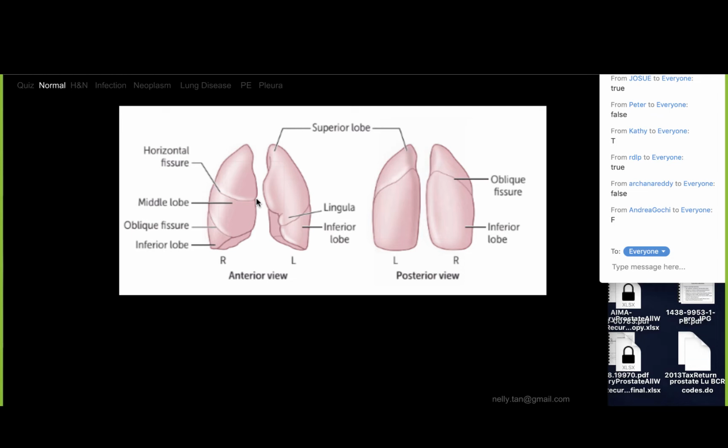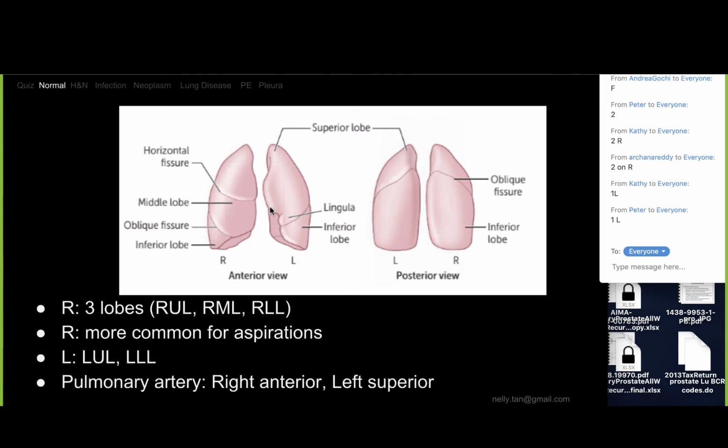So the right has how many fissures, and the left has how many? Good. So the right has the minor and major fissures, and the left has 1. That separates the upper from the lower. If people aspirate food, it usually comes down the right because it's more vertical. But it can go to either side, and it usually goes in the dependent portions.